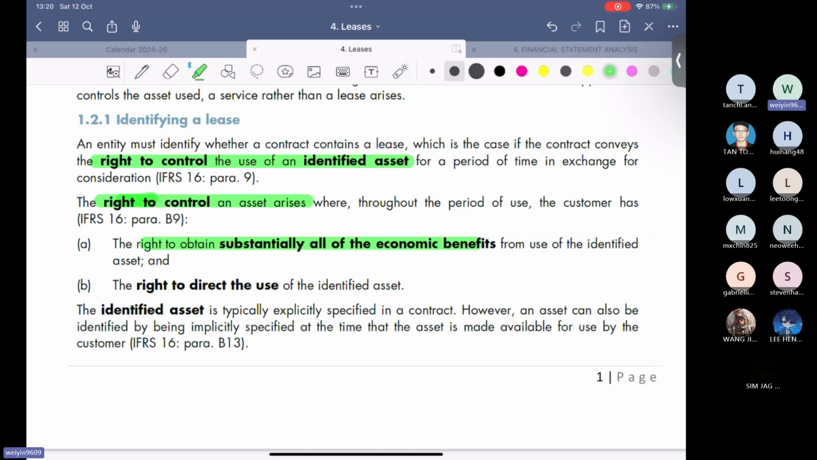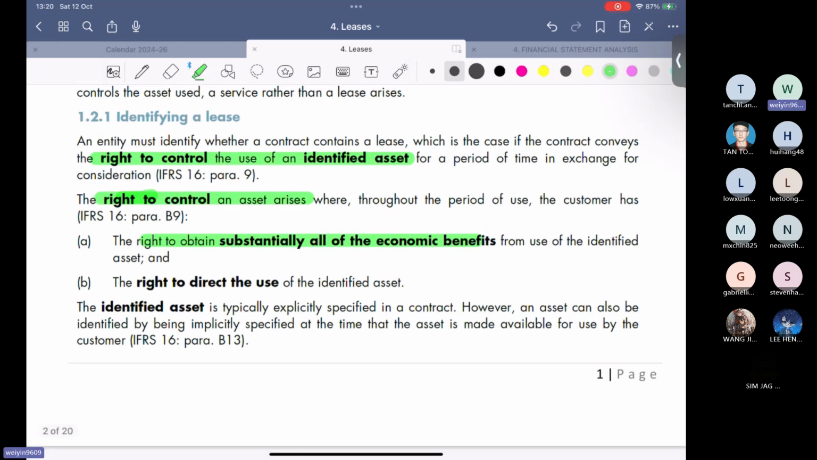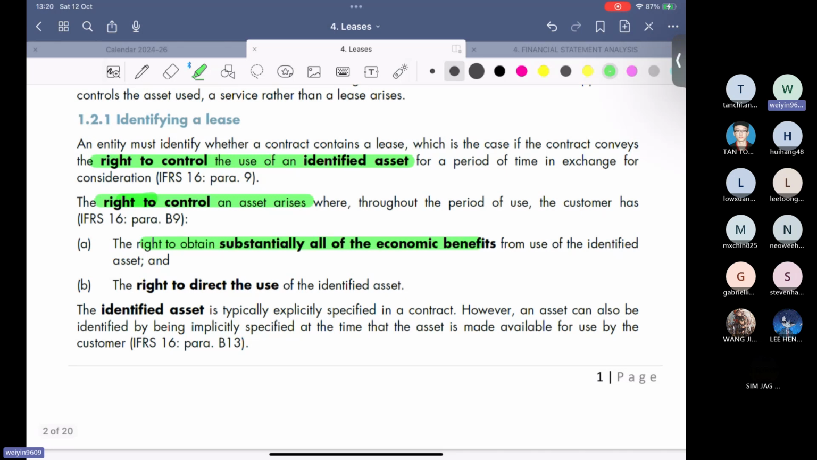The second thing is, once you get the car, wherever you go out and take the Grab order, send the customer, and receive the money, that we call the economic benefit. So that's the right to obtain substantially all the economic benefit, and the right to direct the use of the identified asset. You must fulfill these two, only then can you say this is a lease.